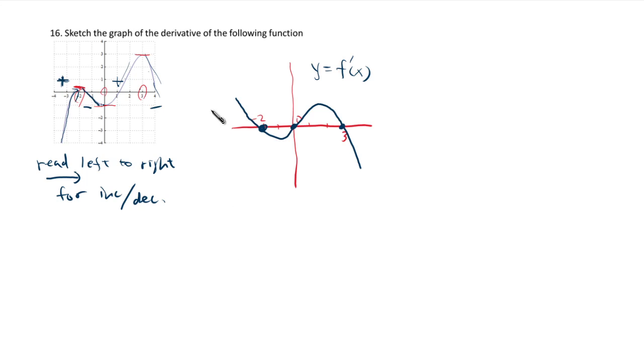The meaning of the derivative is the slope of the tangent line. Whenever the function is increasing, the slope of the tangent line must be positive, so the graph is above the x-axis. Whenever it's decreasing, the slope of the tangent line should be negative, or the graph should be below the x-axis. That's how you do it.